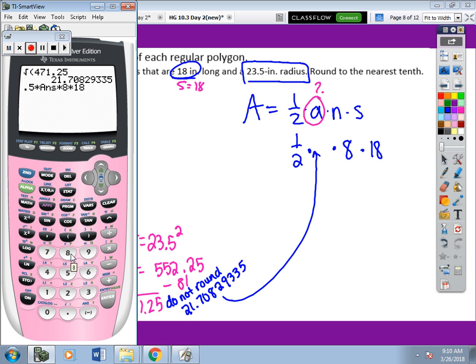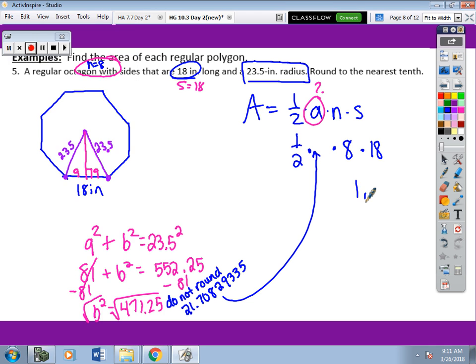I also showed you guys how to store that in x, which is another way to do it. And you should get this. Now we can round this to the nearest tenth, which would round the 9 to a 10, which would be 1,563.0 square inches. If you round this to 21.7, it might not get you the same final answer, so just be careful.